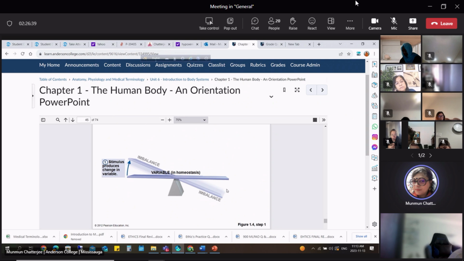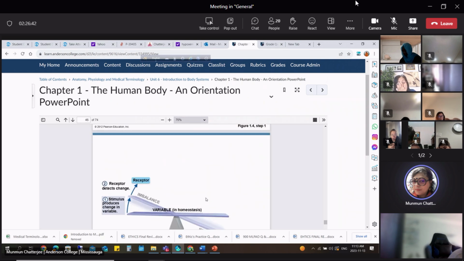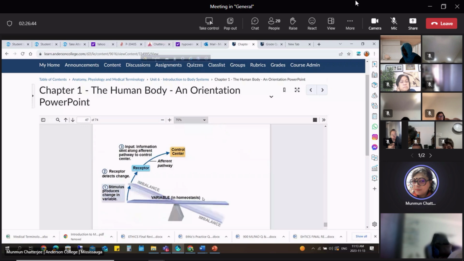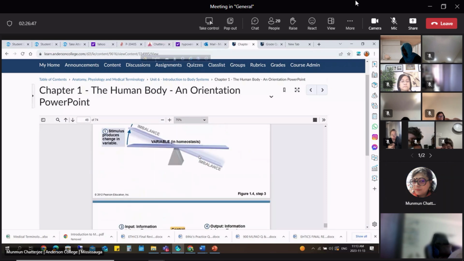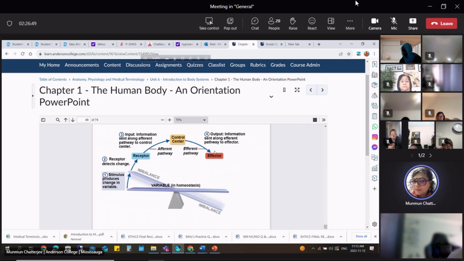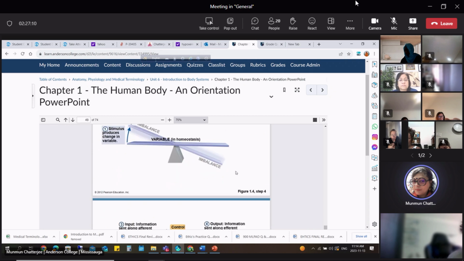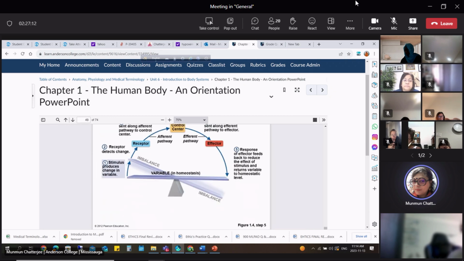So we are just learning: stimulus, change, receptor receiving the information, ultimately going to the control center. Then the control center sends the message of what to do. This we are going to learn later. I am not telling you about the afferent and efferent pathways right now; you will learn those with the nervous system. Then the output information is sent along the effector pathway, which is going to affect the specific organ. And then they take the action to bring it back to the homeostatic balance level.